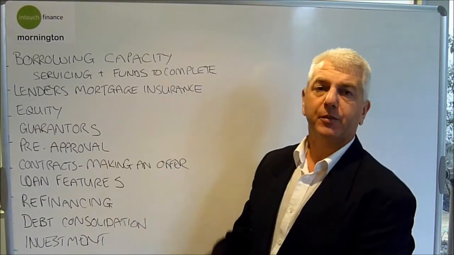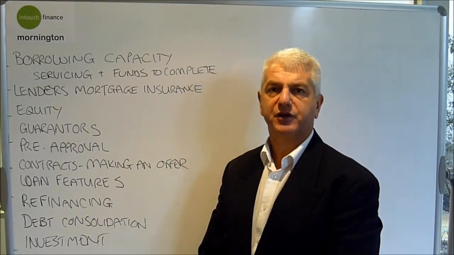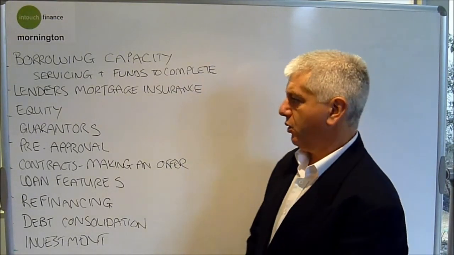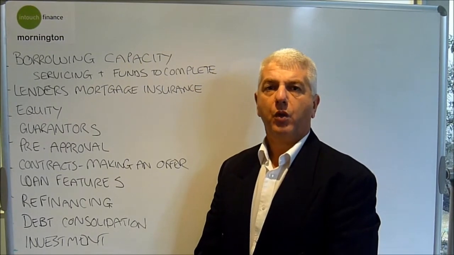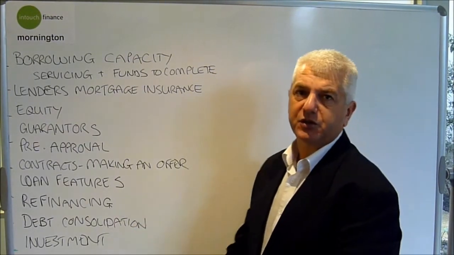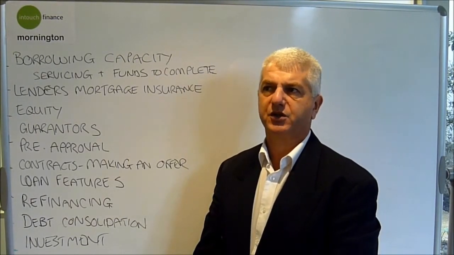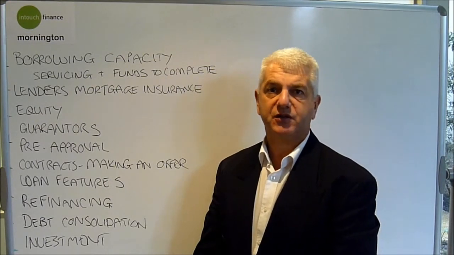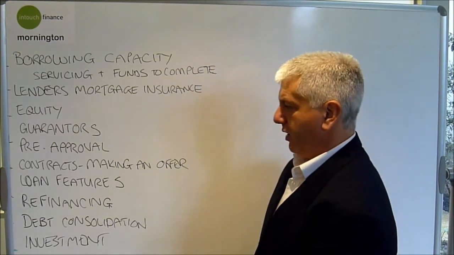We'll be talking about pre-approvals as well, and what's involved in getting a pre-approval and the benefits of having a pre-approved loan. We'll also talk about contracts when you're actually buying a house and making an offer, what information you need to include in a contract. Loan features, this will discuss the various terminologies used within loans, for instance words such as redraw, offset account, fixed, variable, words like that, terminology that you might not be familiar with.